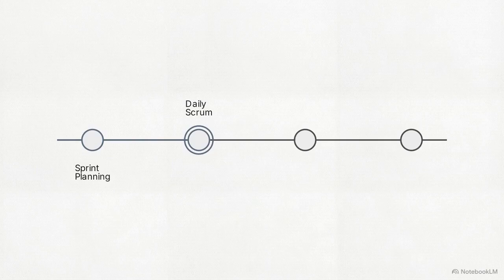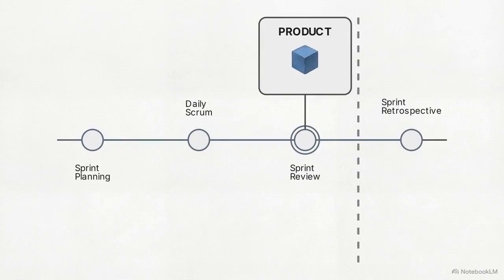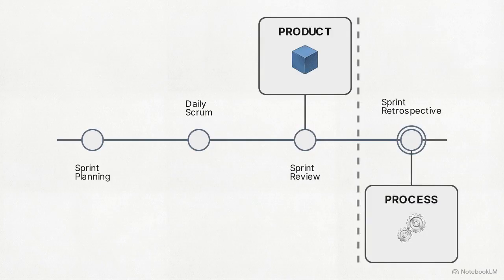Question 4 covers the ceremonies. This diagram maps the chronological flow of the 4 Scrum events. The cycle starts with sprint planning to align on the goal, followed by the daily Scrum to inspect progress. The sprint concludes with the sprint review and retrospective. Add a bold note to separate the final 2 events. The sprint review is strictly for inspecting the product itself with stakeholders. The sprint retrospective is for inspecting your team's internal process. Mixing these up is a common failure point in interviews.